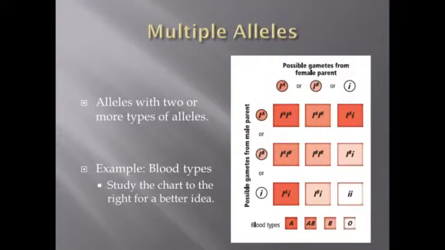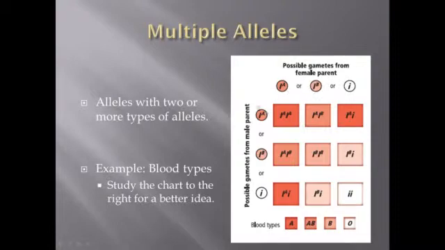Okay, the next type of pattern you can get in genetics is called multiple alleles. This is when 2 or more types of alleles will control for a trait. Blood type is a really good example of this. So there are 3 alleles you can get with blood type. There's an A allele, a B allele, and an O allele.